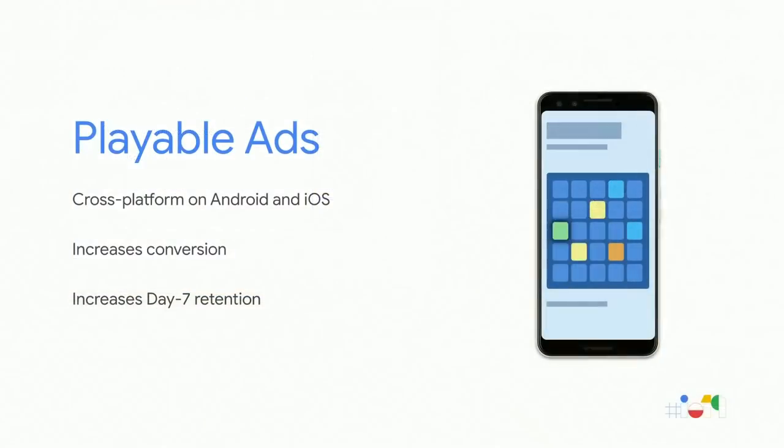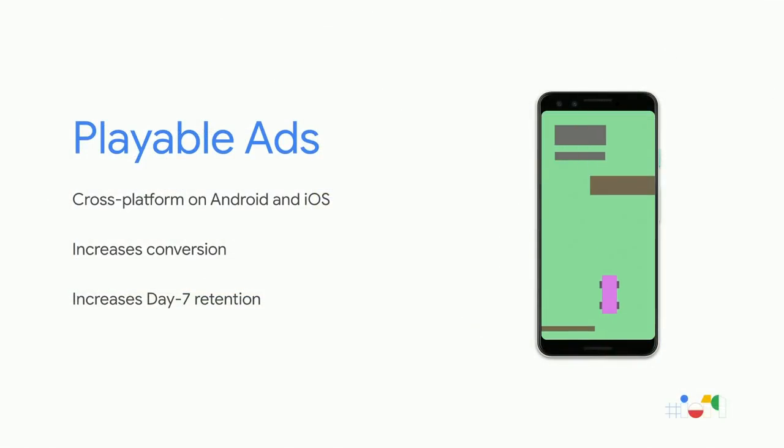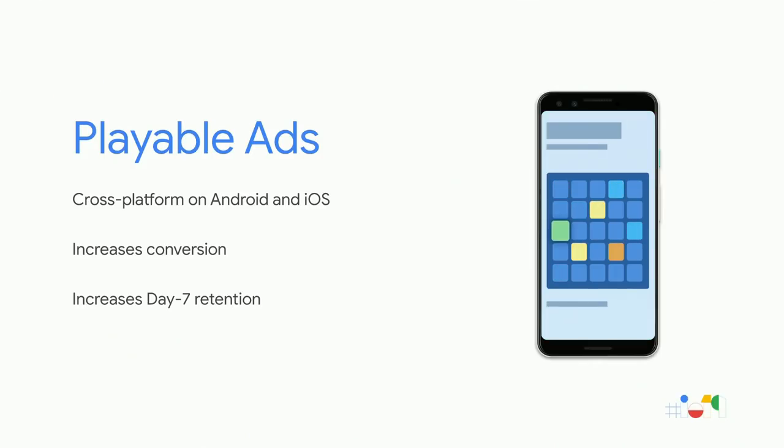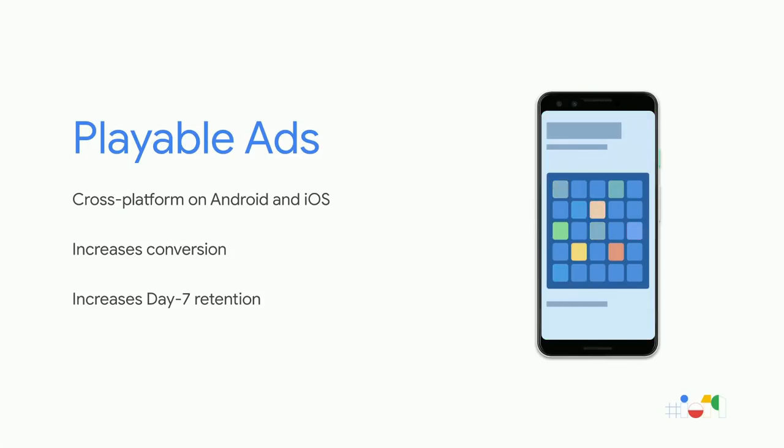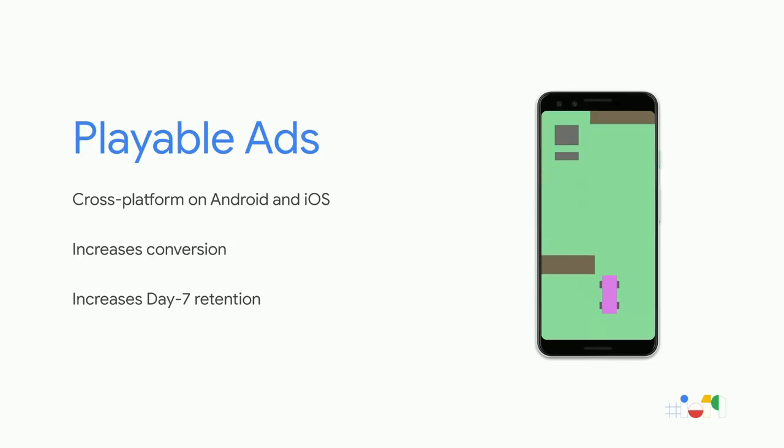So what I'm saying here is that if you're already building a playable ad and it's an HTML5 game, then why don't you leverage that advert and also place it on the open web and direct users to your native game from the open web?